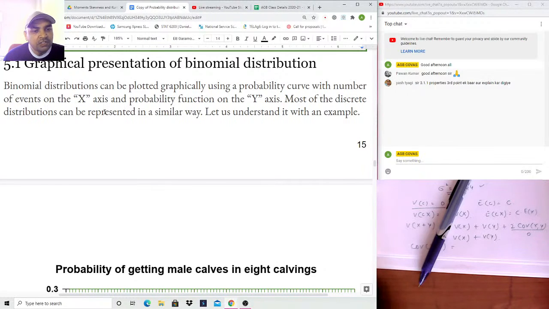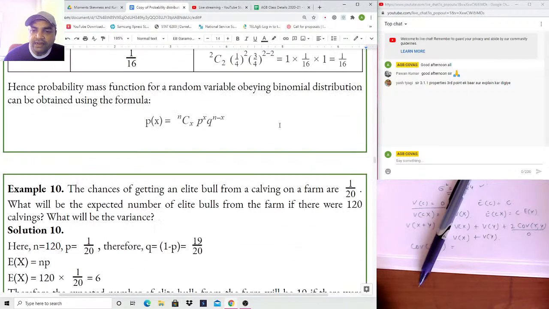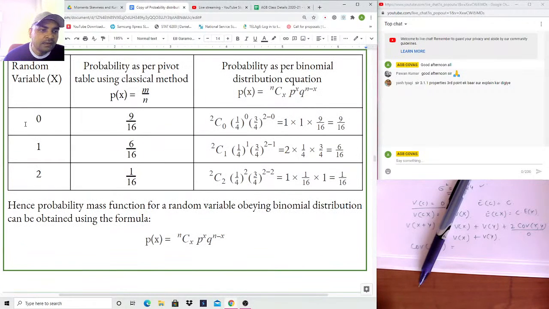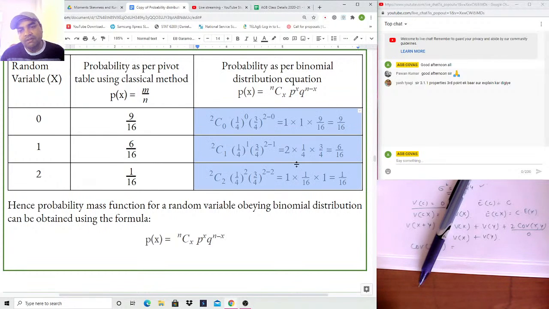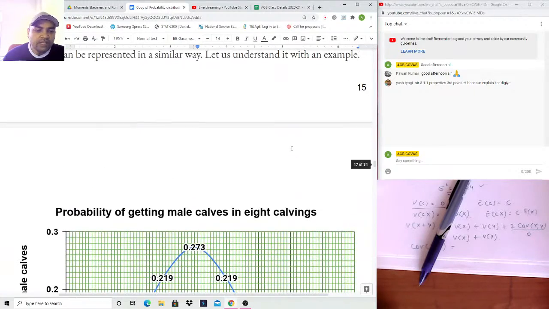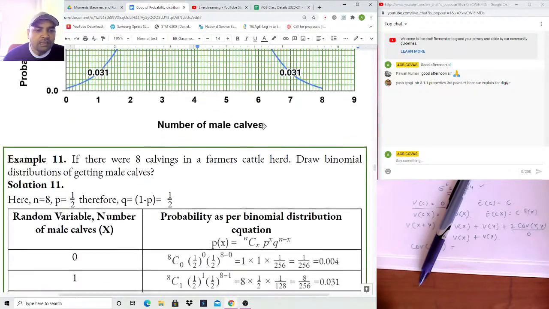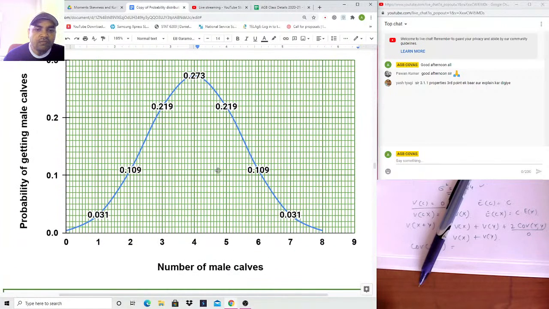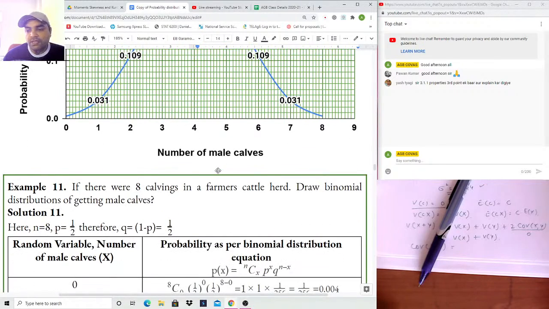Okay, so binomial distribution can be plotted graphically using a probability curve with the number of events on the x-axis and the probability function on the y-axis, as we have here now. So this number variable 0, 1, 2 you can have on the x-axis, and whatever probability you are getting, you can plot it on the y-axis. Okay, so when you do this, this is the graph I have got for one example we will be discussing and then leaving it for the next class.